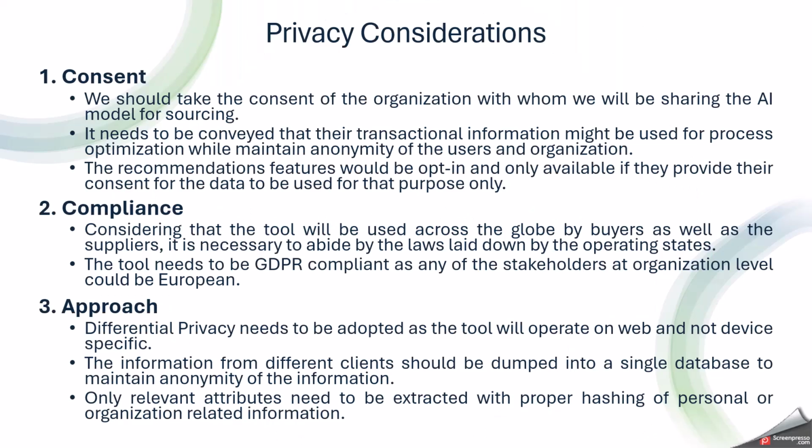Moving ahead to privacy considerations, we should follow the 3 steps as mentioned in this slide. The first one being consent. We should take the consent of the organization with whom we'll be working on these AI features, or to whom we are selling these features, and the message has to be clearly conveyed to them that their transactional information might be used for process optimization while maintaining anonymity of the users and the organization.